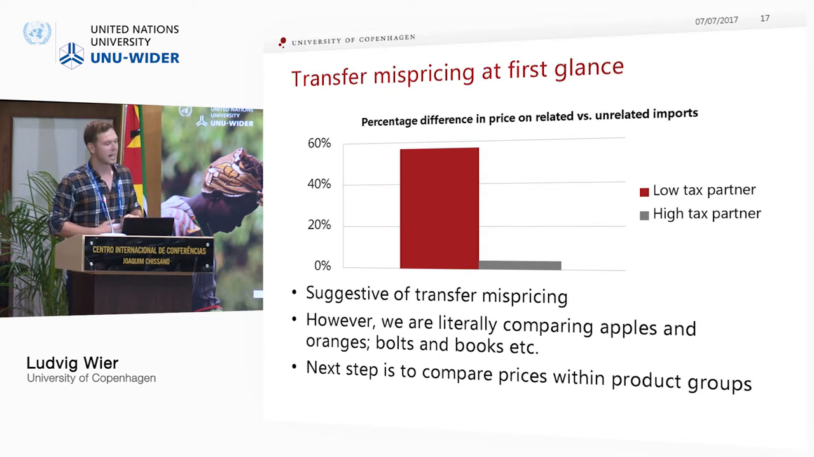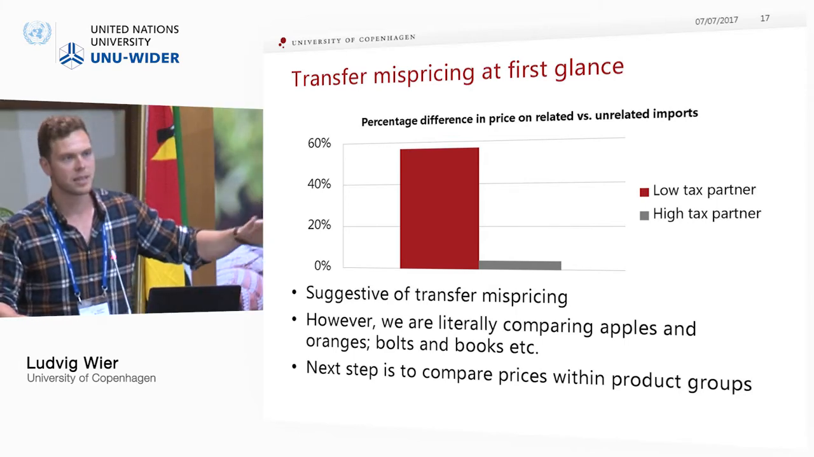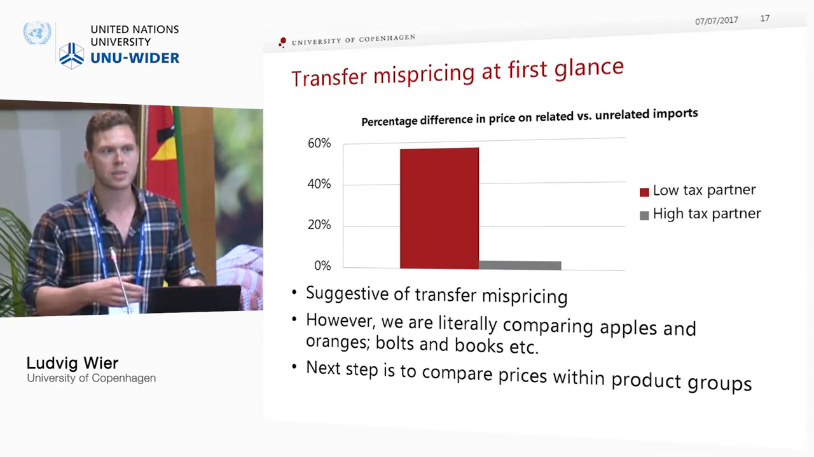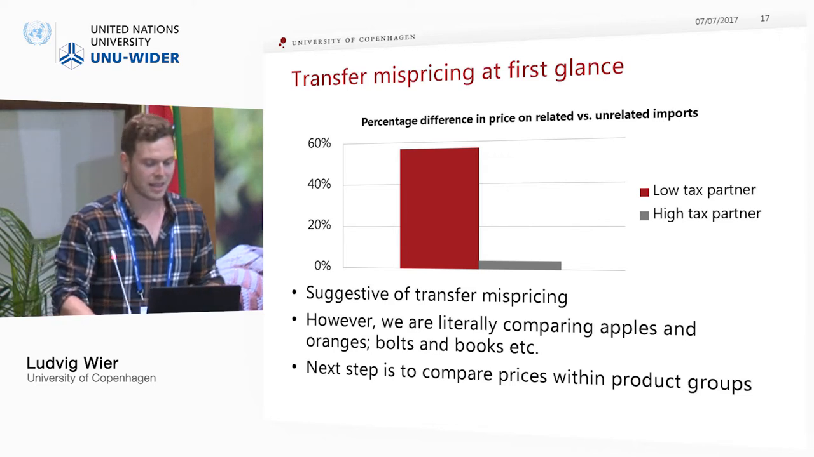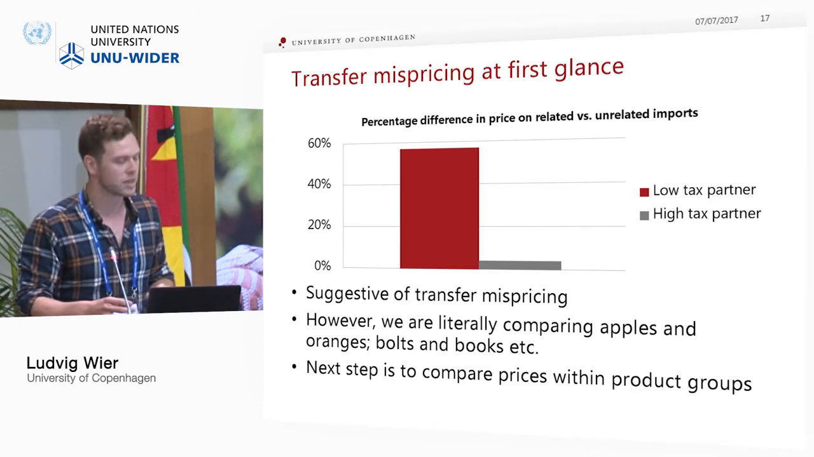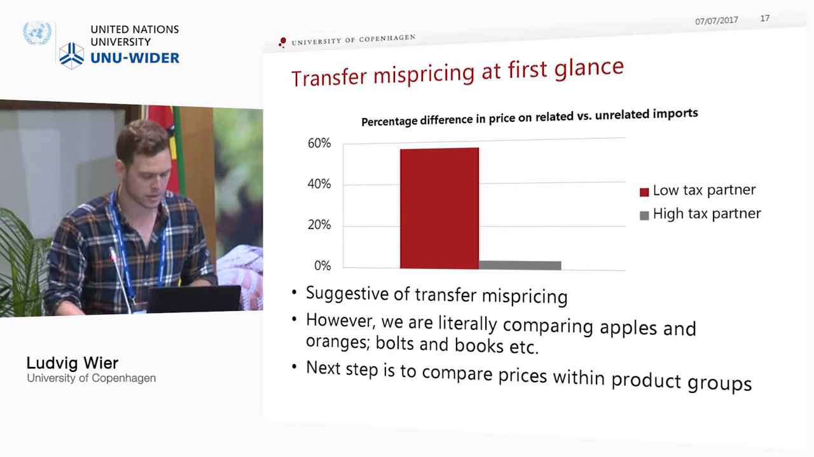So when I'm buying the book from my subsidiary in the Cayman Islands, I'm pricing that 60% higher than when I'm buying a book from an unrelated party in the Cayman Islands. This is just an example, of course. However, when you look at the high tax partners, you actually see no difference. You see that related and unrelated imports are priced the same way. Of course, right now we're not exploiting any dimensions of the data, because this is just average unit prices. We are literally comparing apples, oranges, bolts, and books.